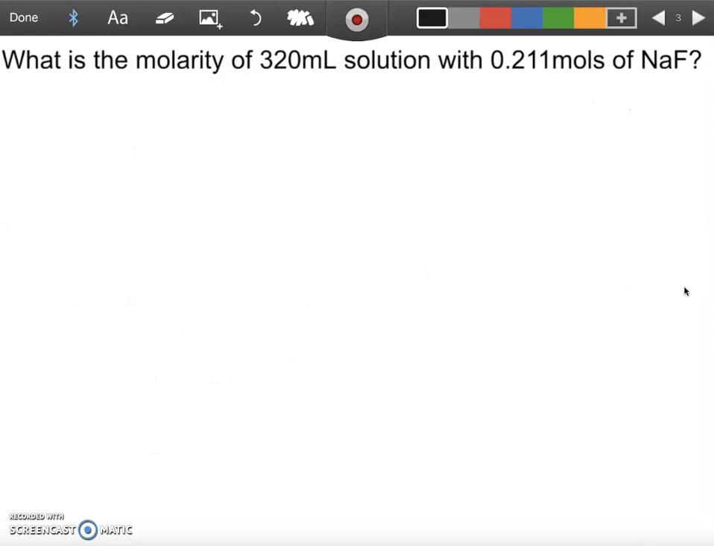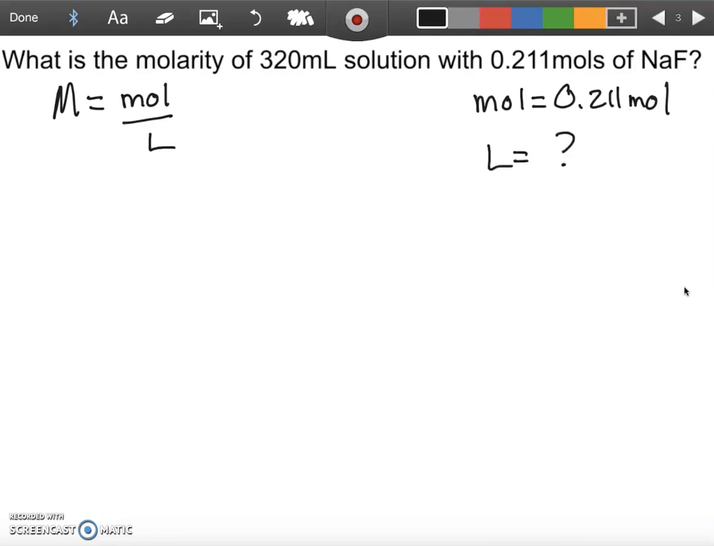Alright, let's look at this next example. What is the molarity of a 320 milliliter solution with 0.211 moles of sodium fluoride, NaF? Well, it wants the molarity. That's what the question's asking for, and you know that mathematically molarity is equal to moles per liter. Alright, let's write down what we know. We do have the moles. That's equal to 0.211 moles. Do we have liters? No, we don't have liters.